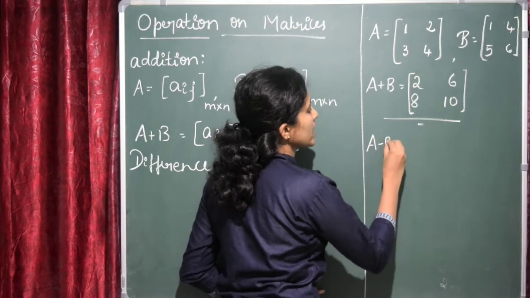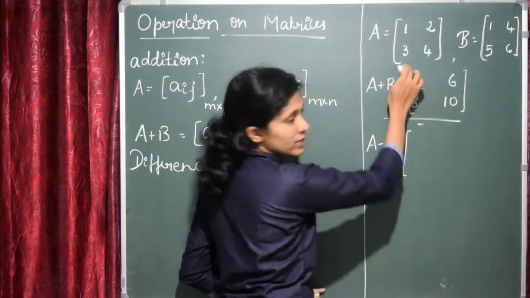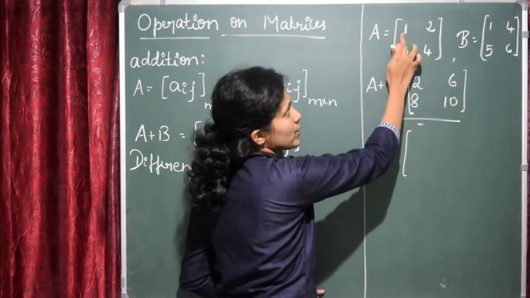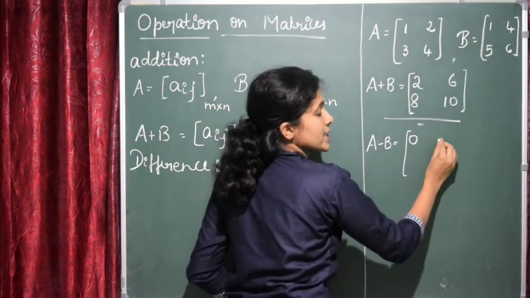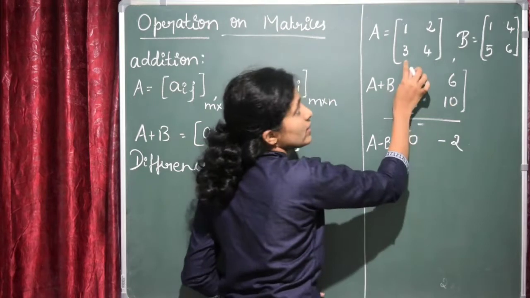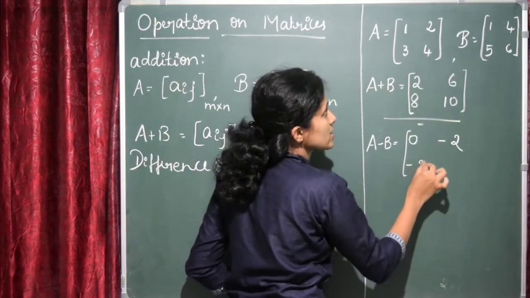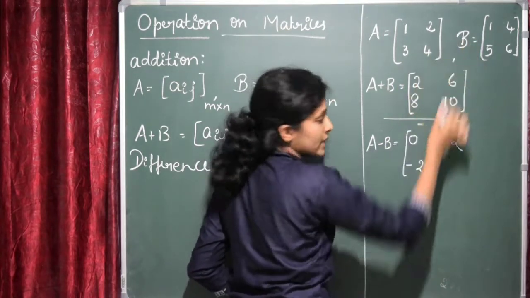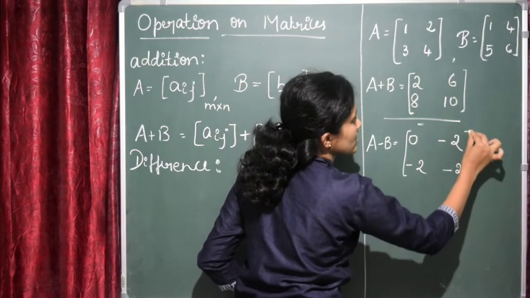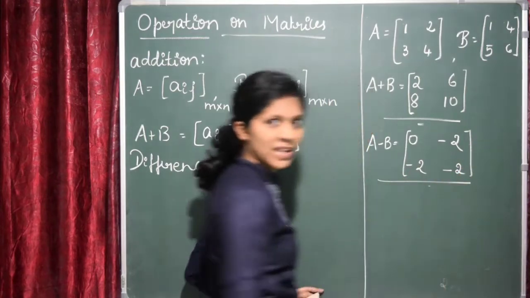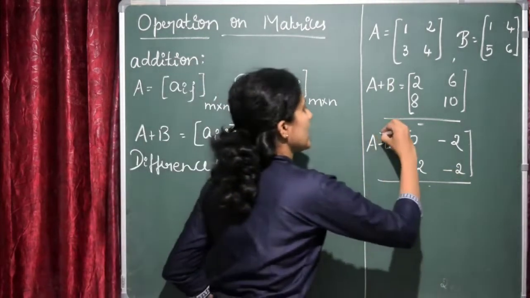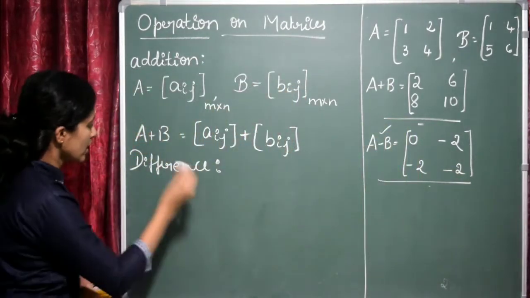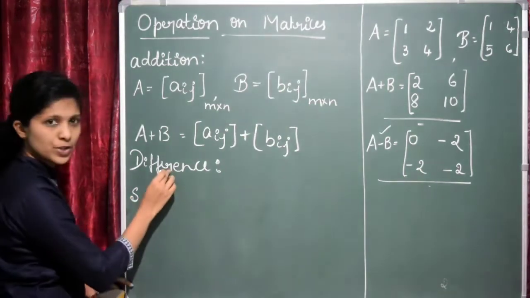A minus B is equal to, yes, the order is obviously the same. I have to subtract 1 minus 1, which will be equal to 0. 2 minus 4 is minus 2. Then 3 minus 5 is minus 2. Then 4 minus 6, again it is equal to minus 2. You got a very good matrix, right? Here, 0, minus 2 and minus 2. This is A minus B. This is a subtraction. I hope you understood this one.